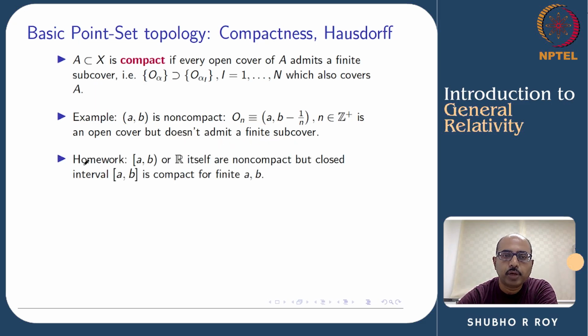And as a homework, I'll ask you guys to show that the half closed, half open interval A comma B or the full real line, the entire real line itself, are both non-compact, but the closed interval A comma B is compact, for finite A comma B. If A and B are finite, then you can show this is compact. So again, as you can see, A comma B are finite, then this will have a finite length. On the other hand, because it's a closed interval, boundary points are included. So you can get an idea of why I said that you can heuristically think of compact set as something which has finite volume and boundary points included.